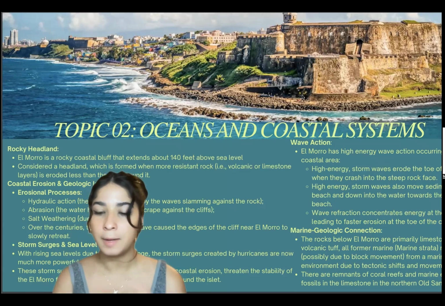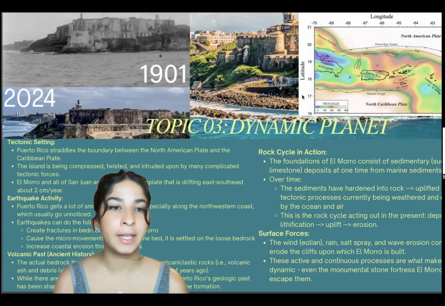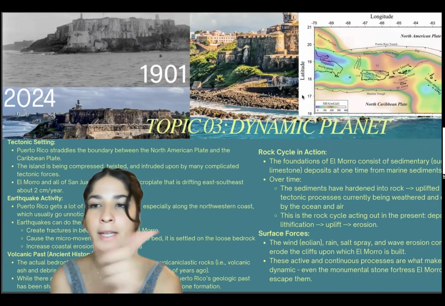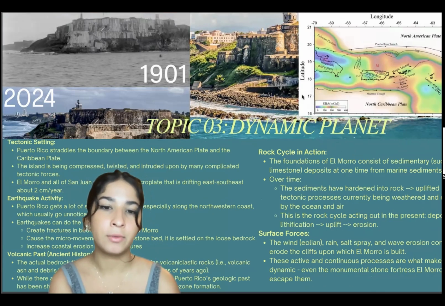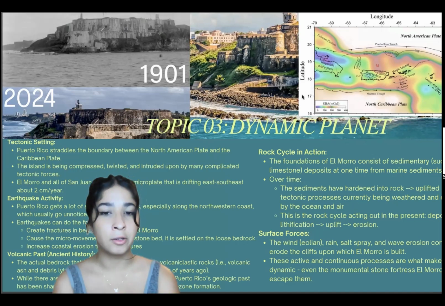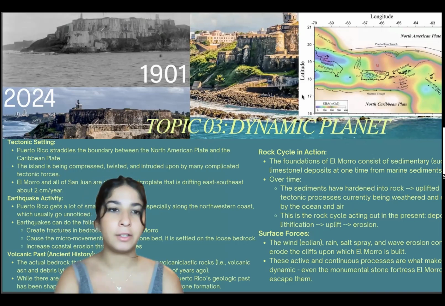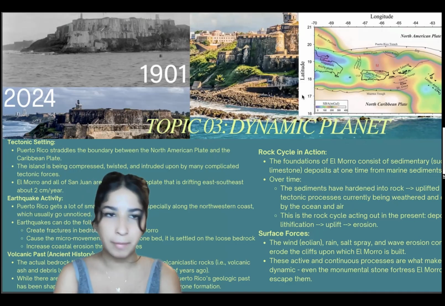So the dynamic planet is my topic number three. I included a map over here that has the North Caribbean plate and the North American plate. Puerto Rico straddles the boundary between the North American plate and the Caribbean plate. It is becoming compressed, twisted, and intruded upon by many complicated tectonic forces. El Morro and all of San Juan are riding on a microplate that is drifting east-southward about 2 centimeters a year, like I mentioned before. I do have a before and after. This was in 1901 and then in 2024. It basically looks the same.